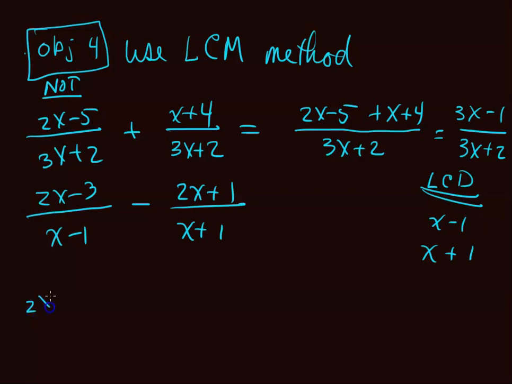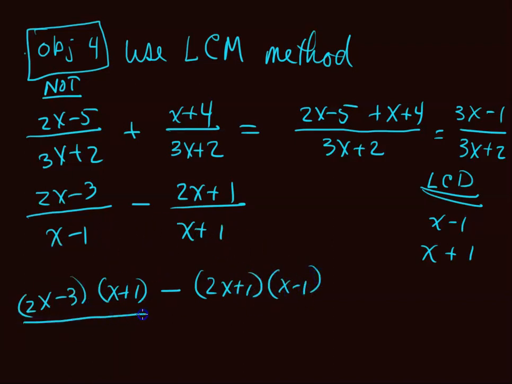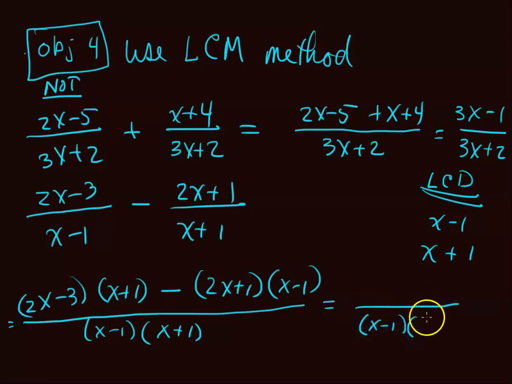So this 2x minus 3 also needs that x plus 1, minus the 2x plus 1 needs the x minus 1, over the common denominator, x minus 1, x plus 1. Now, you need to multiply this numerator out, but leave the denominator alone. You may be able to factor the numerator and cancel.